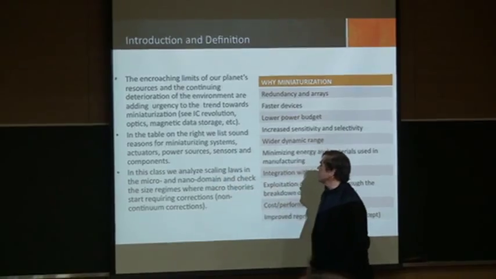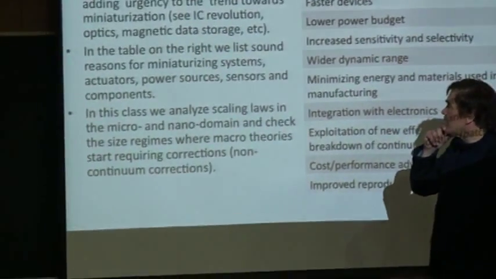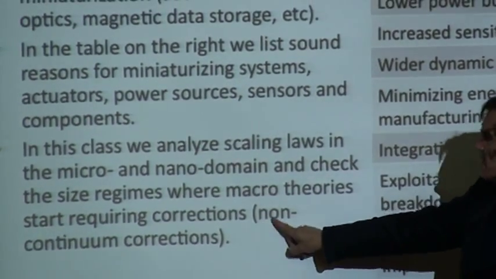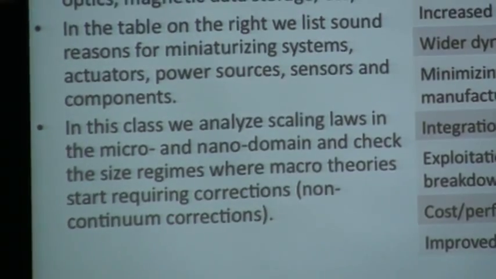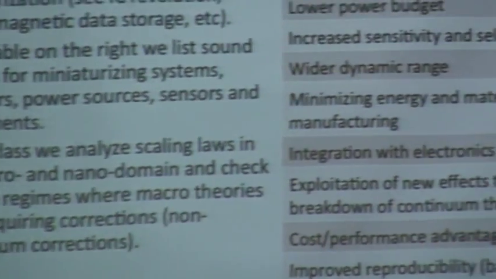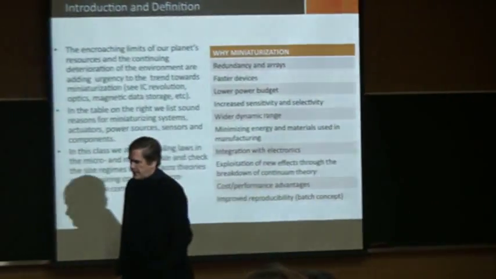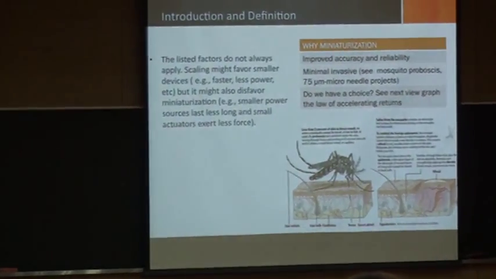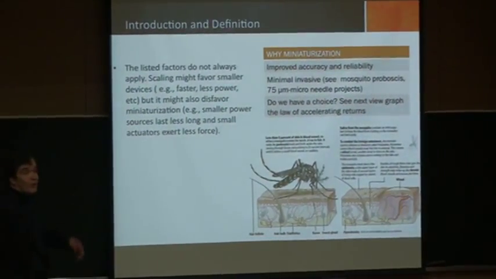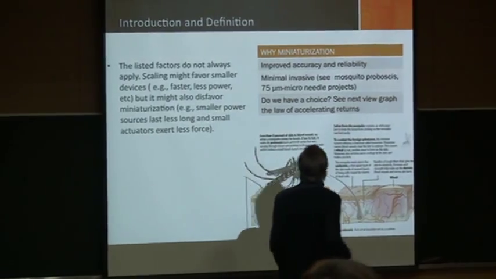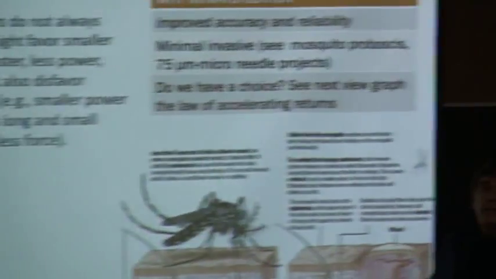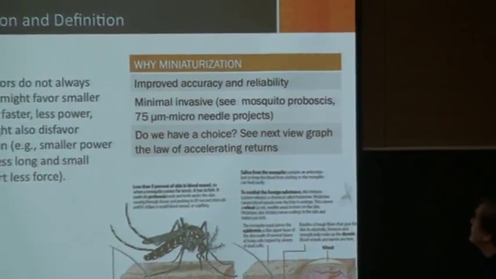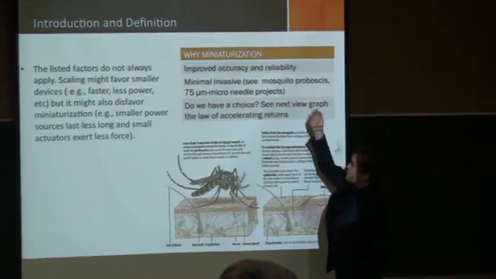So in this class, we analyze scaling laws in the micro and nano domain and check the size regimes where macro theories start requiring corrections. That is this non-continuum corrections here, this third bullet from the bottom. So there's actually more reasons here why miniaturization improves accuracy and reliability. That has to do with this batch fabrication, right? Because they're all so similar, they're almost identical. This is another obvious one here.